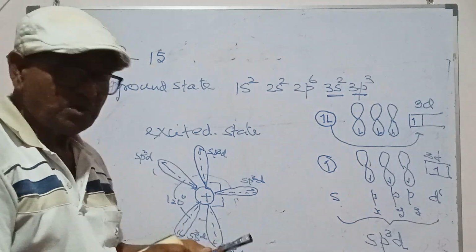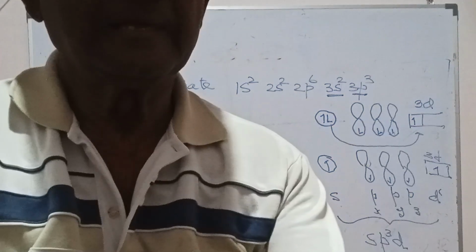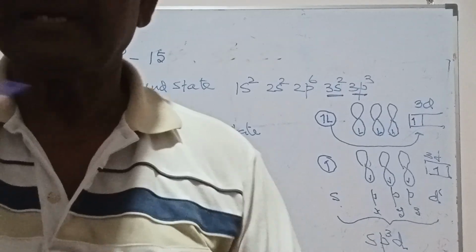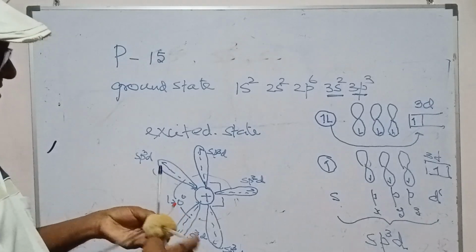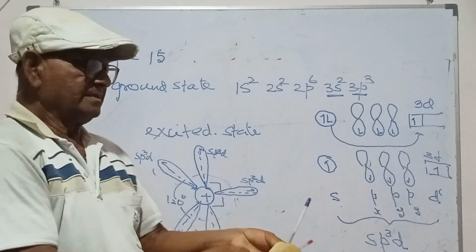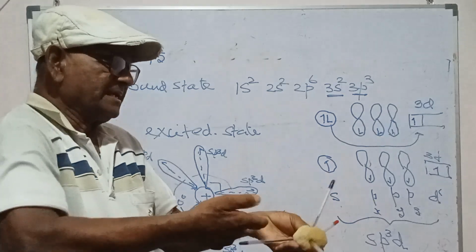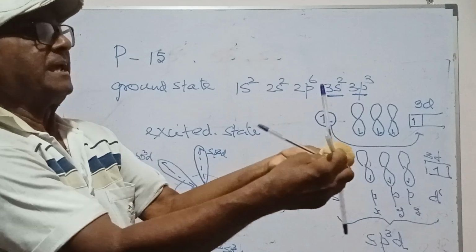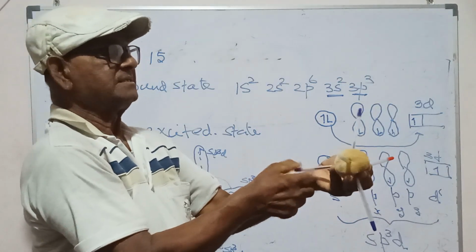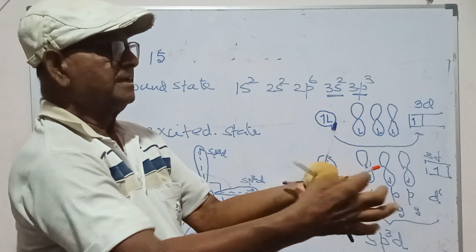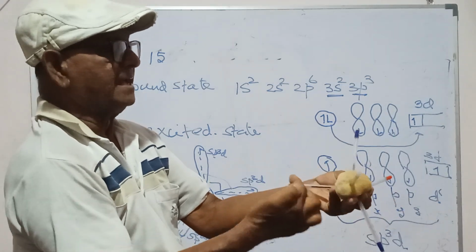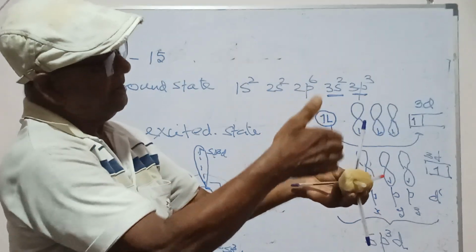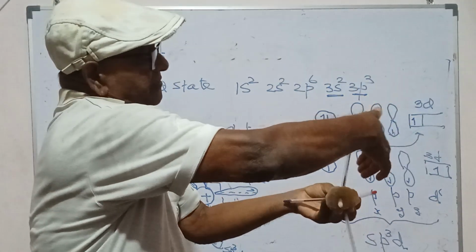Then I can show a model of this arrangement. Like this. See here. These are the 3 orbitals in the same plane. This is the same plane. 3 orbitals in the same plane, giving the 120 angle. The other 2 are perpendicular to that trigonal planar.